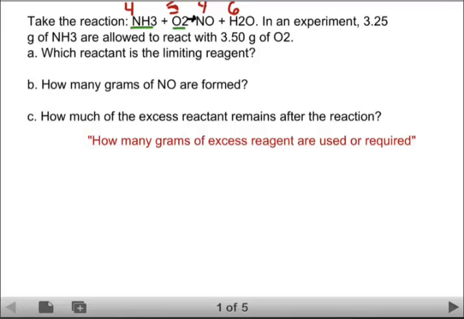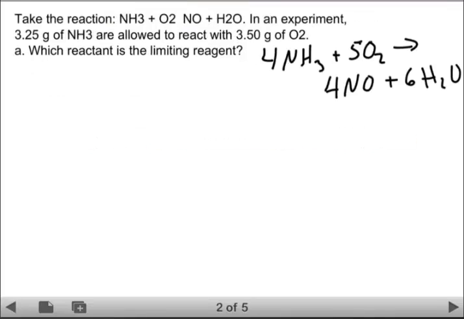So to start, we'll start with part A. Which reactant is the limiting reactant? So here's our equation on the right here, scribbled in there. So what we're going to do is test both reactants for limiting. Okay, so we'll test this one and see which one might limit. To do that, we use what they've given us.